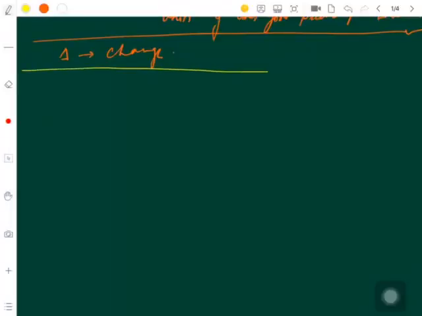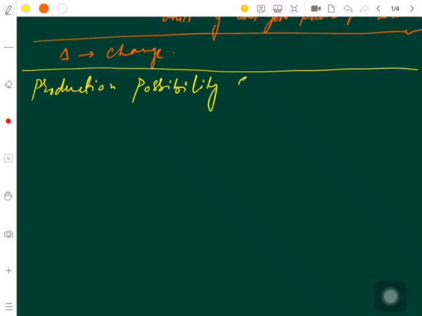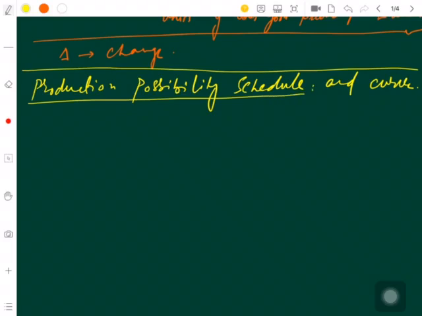Graphics, and for numbers I'll term it as production possibility schedule, and then we will draw a curve from that schedule. First we will take the schedule into consideration. So if we have to define the production possibility schedule, it is the tabular representation, or the numerical representation.